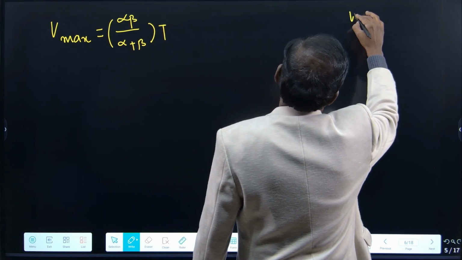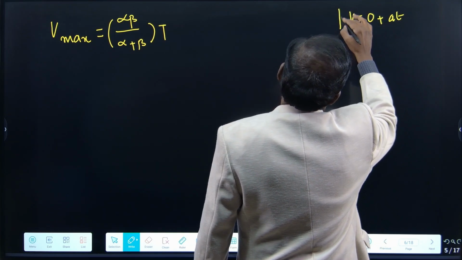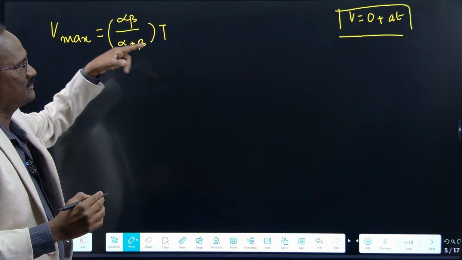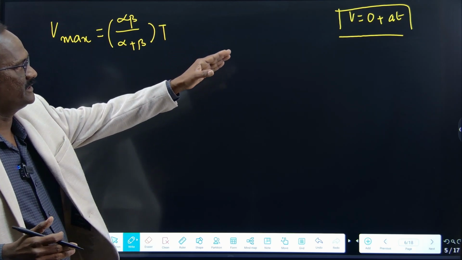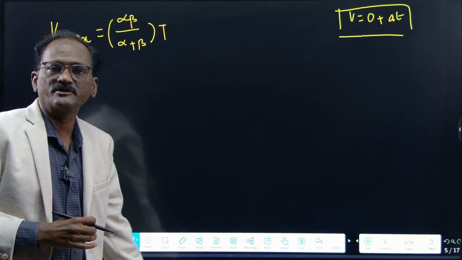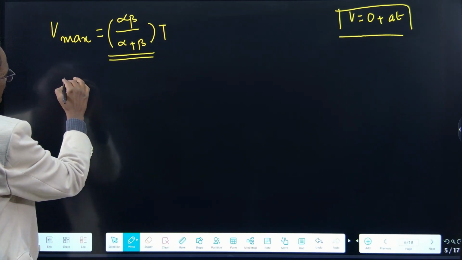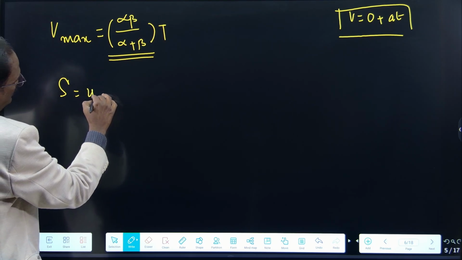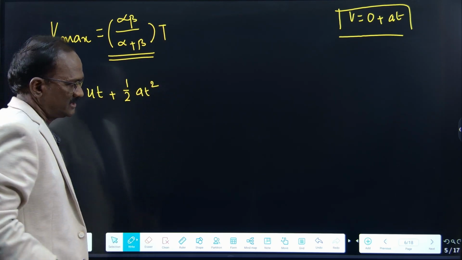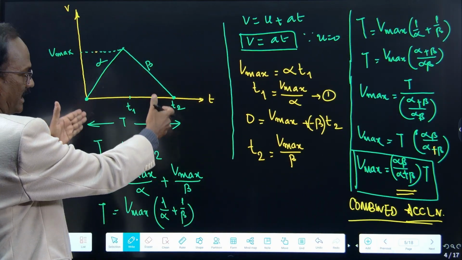It appears as V is equal to 0 plus AT. I have not written the 0 here, so it is starting from rest. So V is equal to 0 plus AT, it is V max is equal to alpha beta divided by alpha plus beta into T. So this is combined acceleration. Similarly, we can write S is equal to UT plus half of AT square. So this is the total time of journey. This is total time of journey.